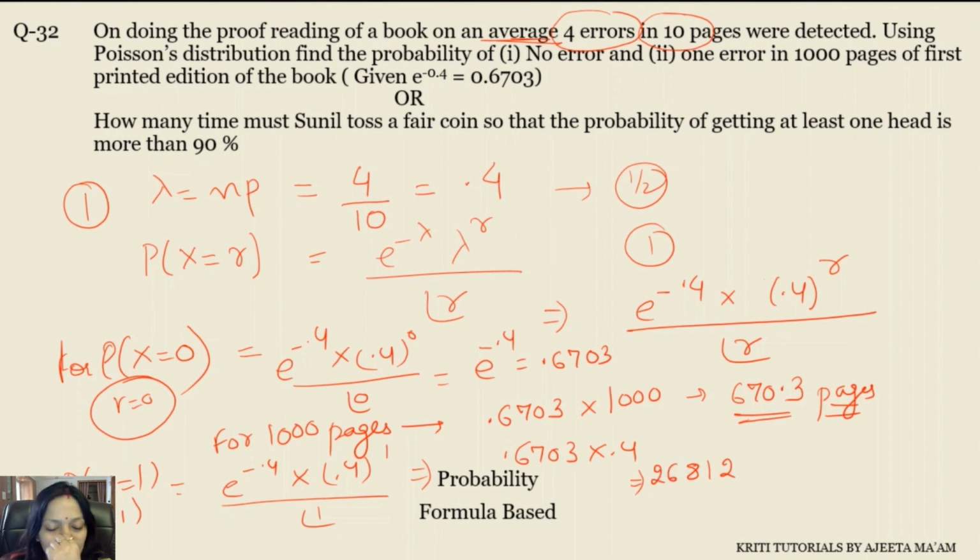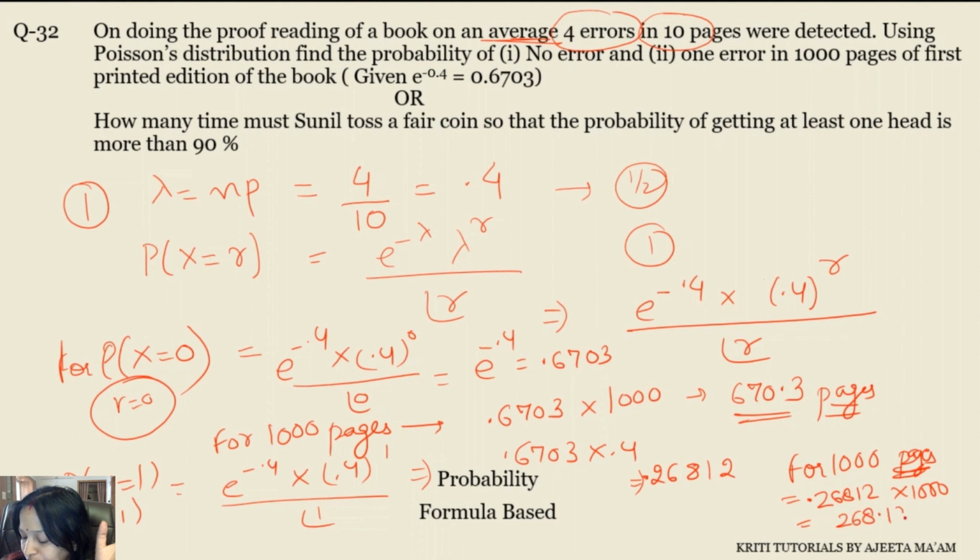Correct? Now let's put the decimal. 1 2 3 4 5. So 0.26812. Now for 1000, right? For 1000 pages, what do we get? We will multiply it by 1000. 268.12 पॉइंट हमारा स्टार्टिंग में है. सो वन एरर कितने पेजेस पे आ सकता है? What's the probability basically? इतने पेजेस पे आ सकता है. प्रोबेबिलिटी क्या थी? 0.26. करेक्ट. नाउ 1000 है तो we will multiply by 1000 and this will be the number of pages.